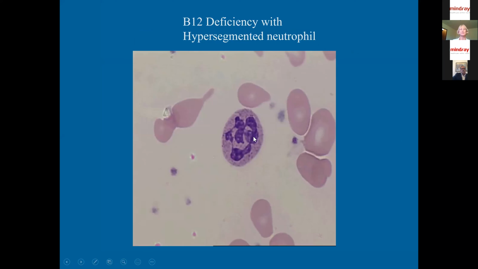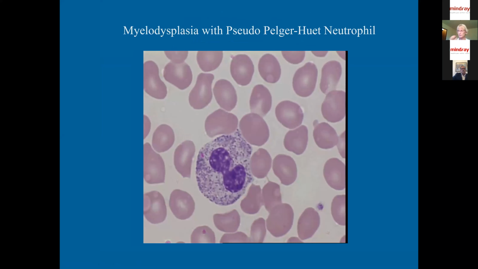And for B12 or folate deficiency, here's an example of a hypersegmented neutrophil in the peripheral blood that can help clue you into the possibility of that diagnosis. And for myelodysplastic syndrome, here's an example of a Pelger-Huët cell, which is a bilobed neutrophil. And if you have a large number of those, usually more than 10 or so percent, then that is suggestive that the patient may have myelodysplastic syndrome or be being treated with certain drugs that can cause that same appearance.